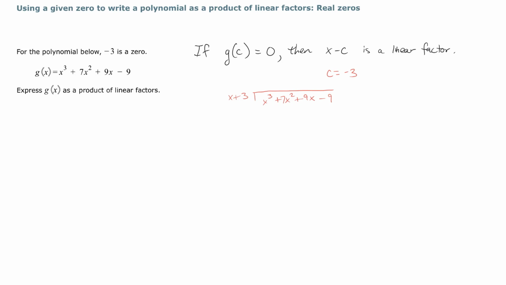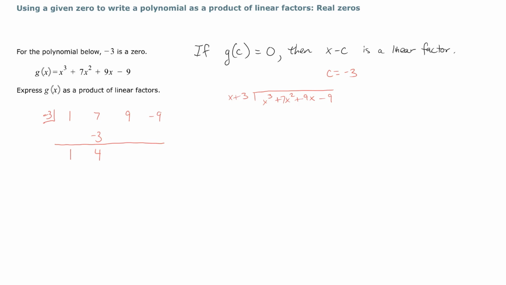Well, our c is -3, so I'm going to put -3 here. Now we're going to write the coefficients in descending order: 1, 7, 9, -9. The first thing you want to do is draw a line here, bring down the 1, and we're going to multiply and add. Remember, all you have to do is 1 times -3, and then add it over here. So put a -3 here and add vertically. Notice you get a 4.